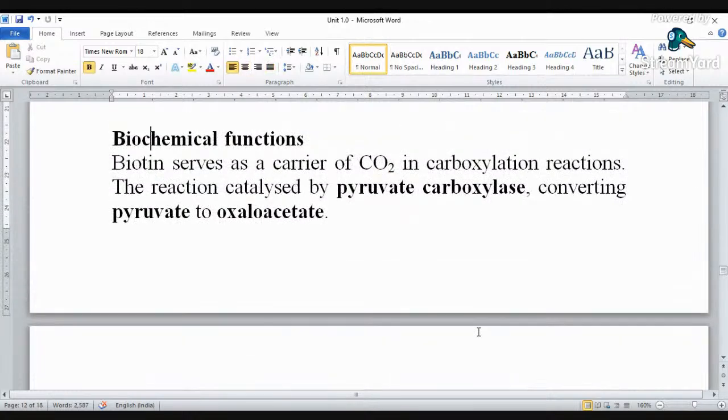So what is the biochemical function? Biotin serves as the carrier of CO2 in carboxylation reaction. It carries CO2, carbon dioxide, in carboxylation reaction. The reaction is catalyzed by the enzyme pyruvate carboxylase, converting pyruvate to oxaloacetate. ही एक रिएक्शन आपण HMP पाथवेमध्ये किंवा ग्लुकोनिओजेनेसिसमध्ये शिकलो होतो.